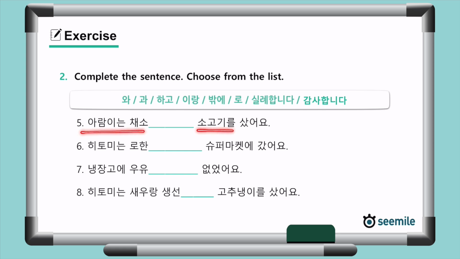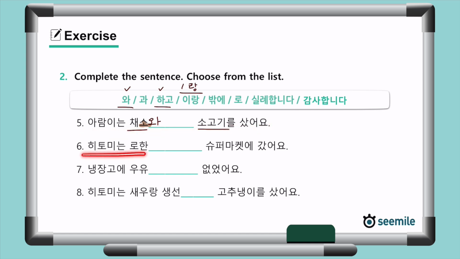Number 5. 아람이는 채소, 소고기를 샀어요. 채소 can't be the ingredient of 소고기, right? So we can assume that the speaker is just listing what Aram bought. 채소 ends in a vowel, so 와, 하고, 랑 can be followed to mean and. All of them are correct options. I'll just choose 와. 아람이는 채소와 소고기를 샀어요.